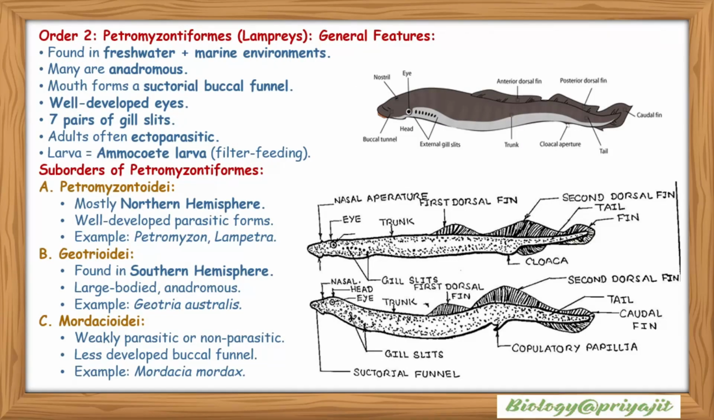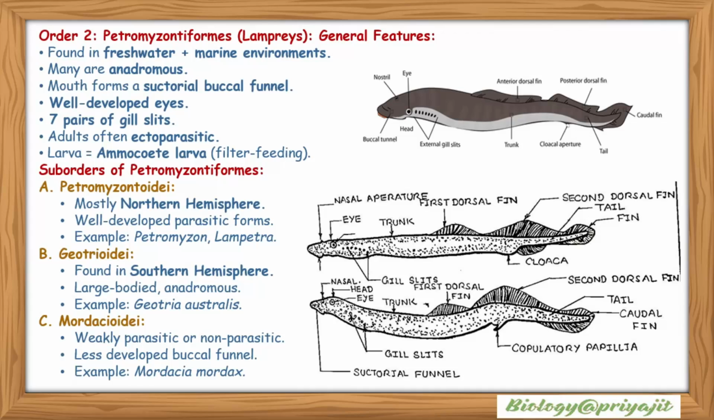Petromyzontiformes, or lampreys. General features: they are found in freshwater and marine environments. They are anadromous. The mouth forms a suctorial buccal funnel. They have well developed eyes and 7 pairs of gill slits. As adults, they are often ectoparasitic. They have a larva, which is the ammocoete larva, and it is filter feeding. Suborders of Petromyzontiformes: Petromyzontoidei, mostly in the northern hemisphere, the well developed parasitic forms, for example Petromyzon or sea lamprey.